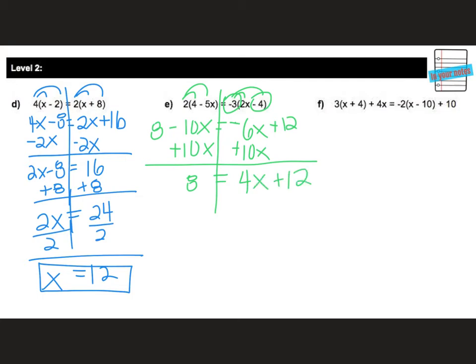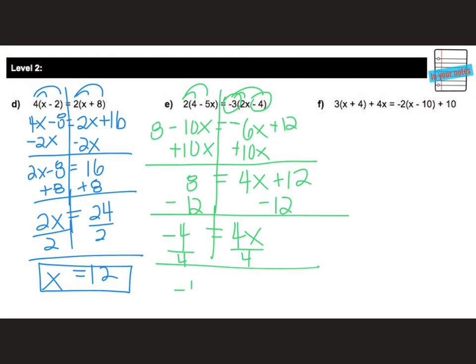Next, we're trying to get x by itself, so let's go ahead and subtract 12 from both sides. On the left-hand side, we're left with negative 4. On the right-hand side, 4x. Now we want to get rid of the times 4 by dividing by 4 on both sides, leaving us with negative 1 is equal to x.